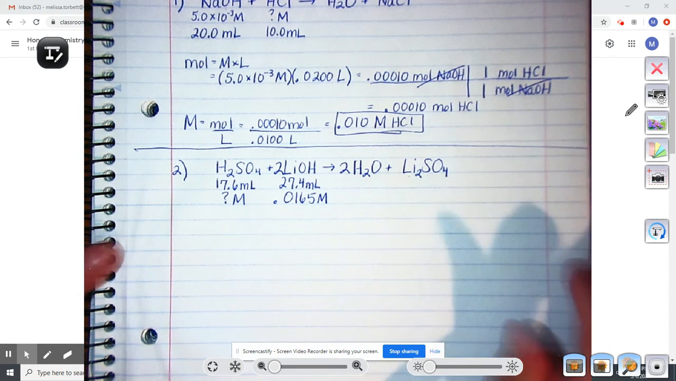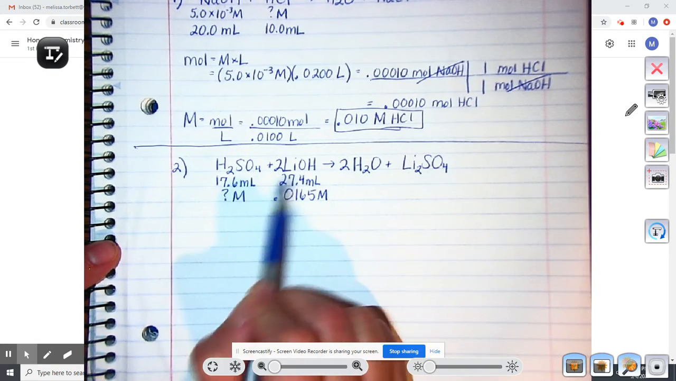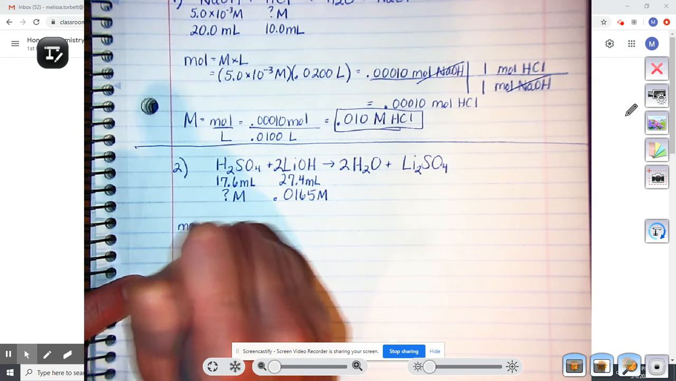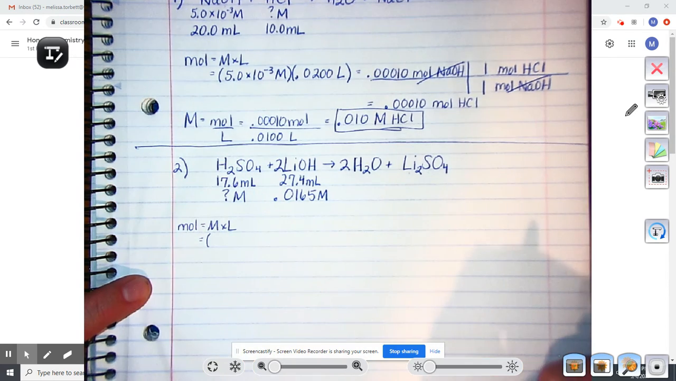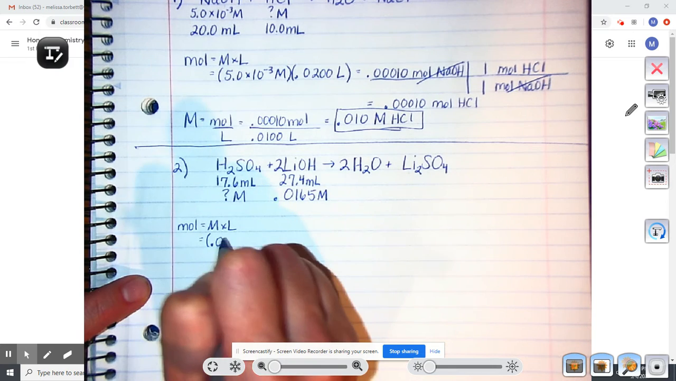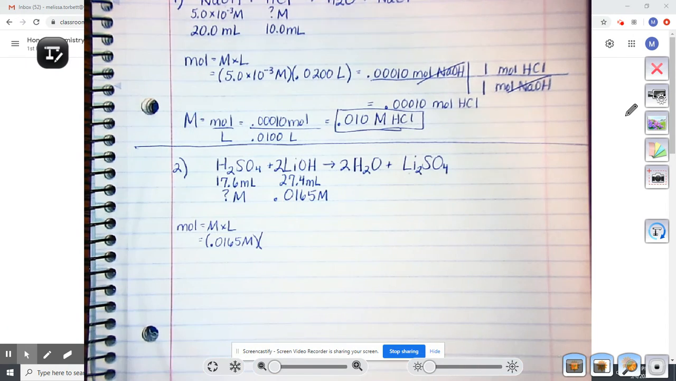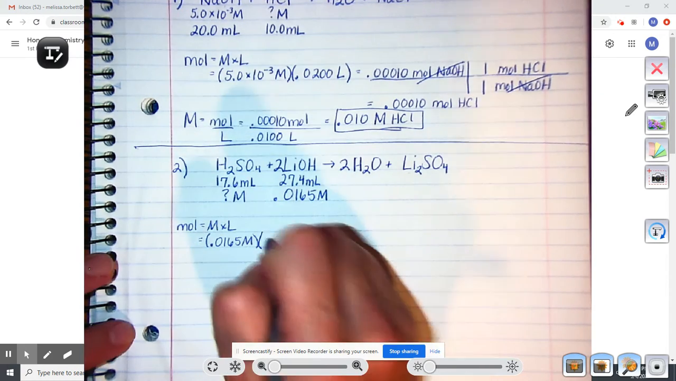All right, step two, we want the moles of the known, which is this one. Okay, so I'm going to write my equation. I'm going to plug everything in, 0.0165 M. Again, we have milliliters, so we need to change that to liters by moving the decimal place 1, 2, 3 spaces to the left.